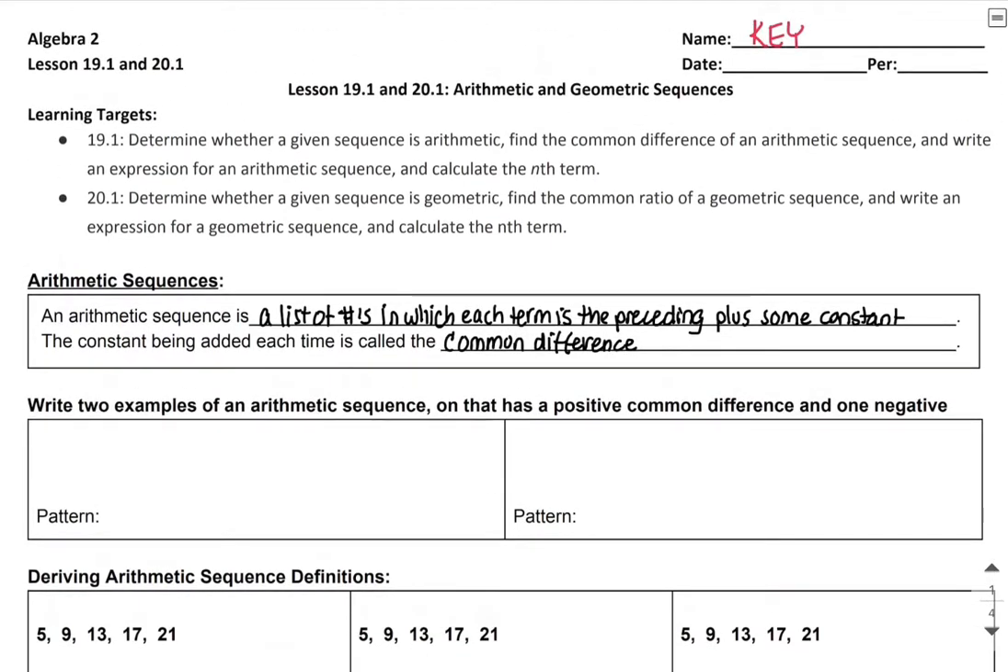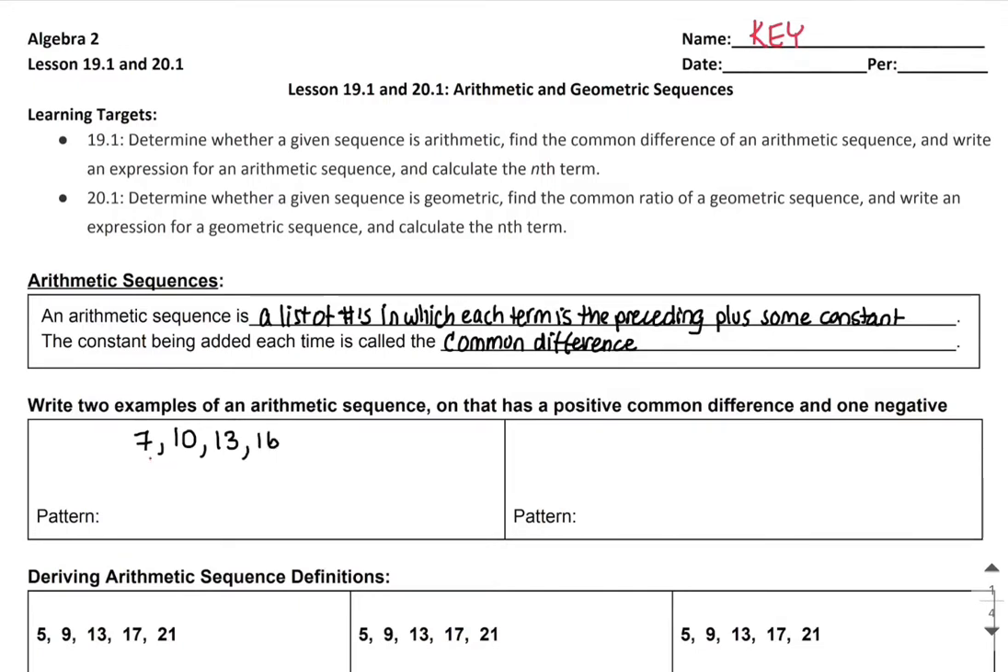I want to write two examples of arithmetic sequences, one with a positive common difference and one with a negative common difference. So for a positive common difference, and I'm just pulling these numbers out of nowhere, I'm going to start with the number 7. That's going to be the first term in my list. And I want to have a positive common difference of 3. So I want to add 3 each time. To get the next term, I add 3 and it gives me 10. Adding 3 gives me 13, and 13 plus 3 gives me 16.